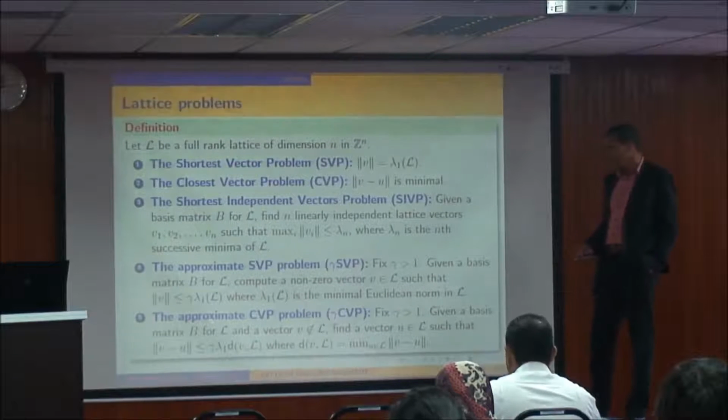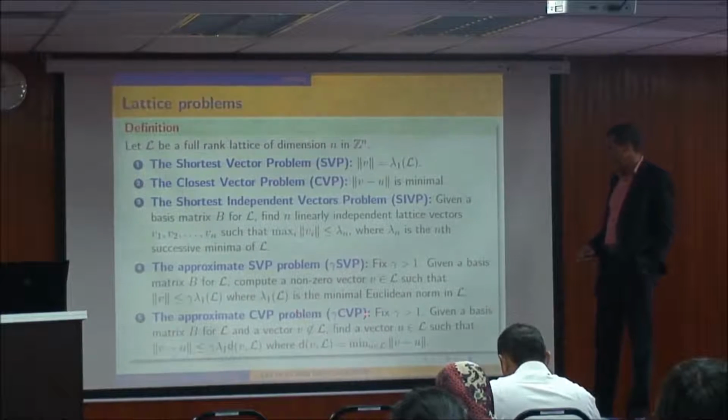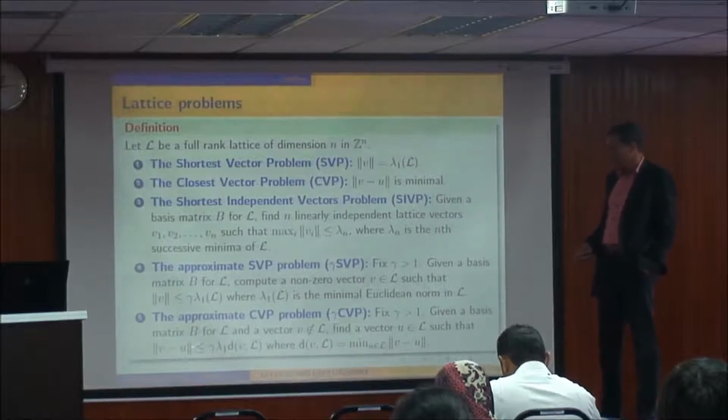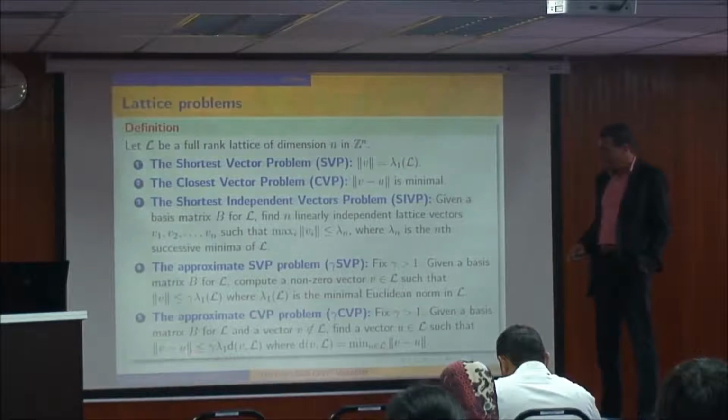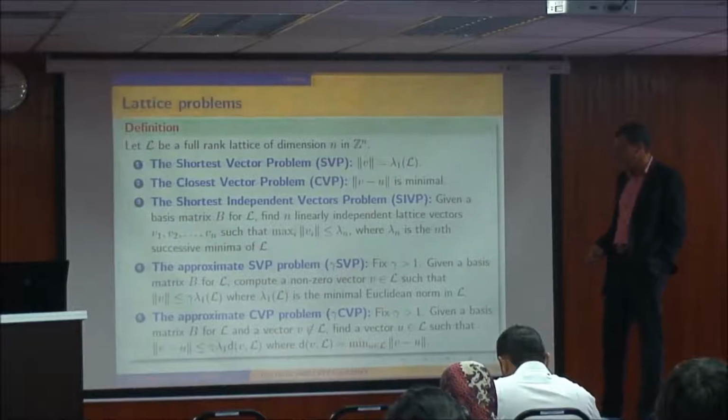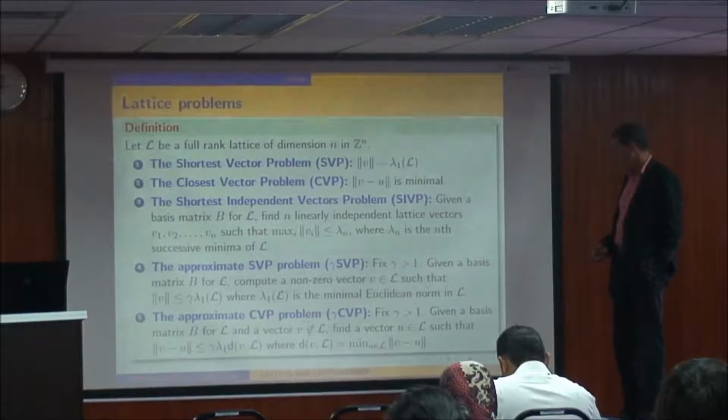Also, another problem is the approximate CVP problem, which is similar to this one, but in this situation we need the closest vector. So we don't need the very closest vector, but we need to find a vector which is close enough to the given vector, in the lattice.